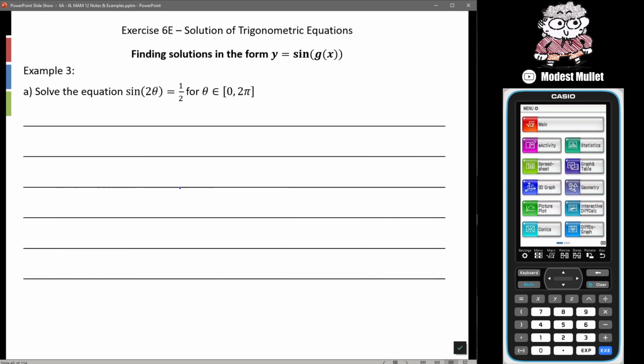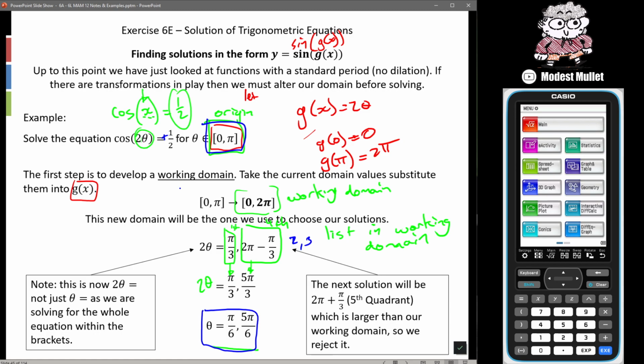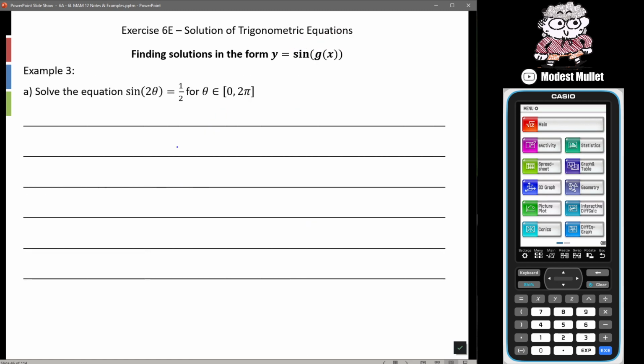Right, so it's always a bit hard when it's already pre-written out, so let's go through an example. Solve the equation for sine 2 theta is equal to half, for theta being between 0 and 2 pi. Well, first thing I'm going to find is my working domain. And to do that, I need to look at what is this thing inside the brackets. Well, in this case, g of x is equal to 2 theta. And I'm going to sub in the 2 endpoints of my original domain.